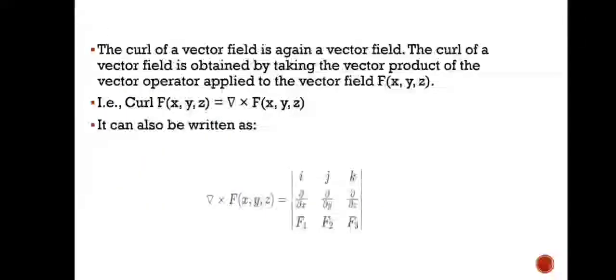The curl of a vector field is again a vector field. The curl of a vector field is obtained by taking the vector product. It is also written in the matrix form: i, j, k; del by del x, del by del y, del by del z; f1, f2, f3.